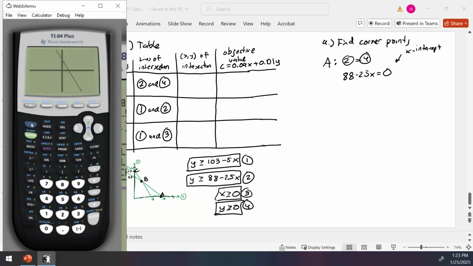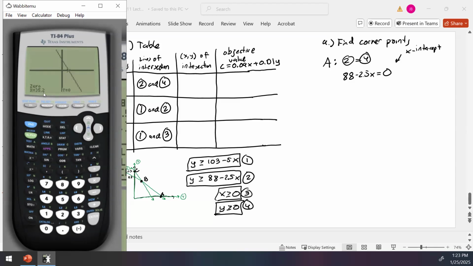Okay. So then I'm going to do second calc, and then I'm going to go to 0. Now the way it works is you need to pick a little dot on the left side of your 0, your x-intercept. Press enter, and then move the cursor to the other side. Press enter one more time. 35.2 comma 0. So it tells me right there what the x-intercept is.